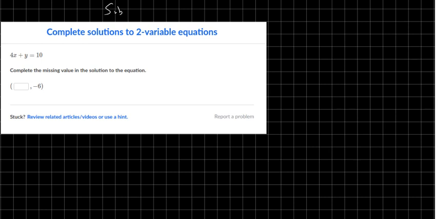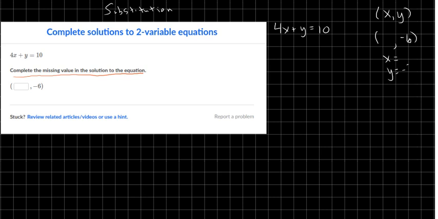We're going to use substitution. Substitution is a very powerful technique. Complete the missing value in the solution to the equation. So we have 4x plus y is equal to 10. And what is our ordered pair of x and y's? Let's see, it's something, comma, negative 6. So I don't know my x, but I know that my y is equal to negative 6.